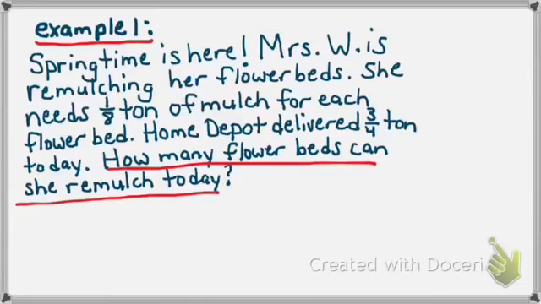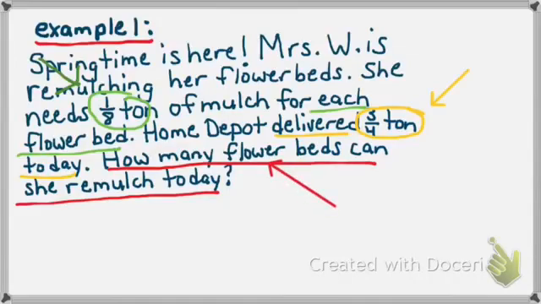Let's see what I know. I know that I need 1/8 of a ton for each flower bed. I also know that Home Depot delivered 3/4 of a ton today. So the total amount that I have of mulch is 3/4 of a ton. That's what Home Depot delivered. I know that for each flower bed, I am going to use 1/8 of a ton. Notice that it says each flower bed, 1/8 in each flower bed. Each means multiplication or division. So let's figure out which one it is.